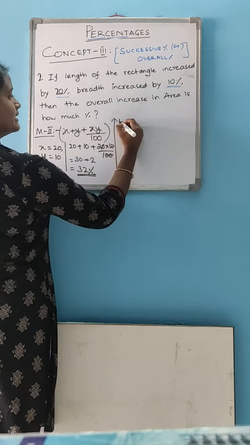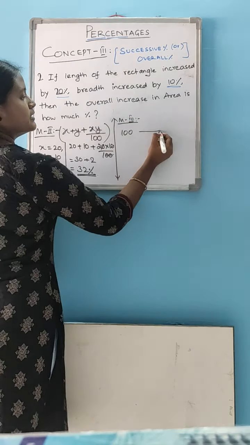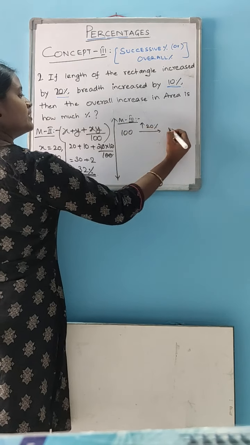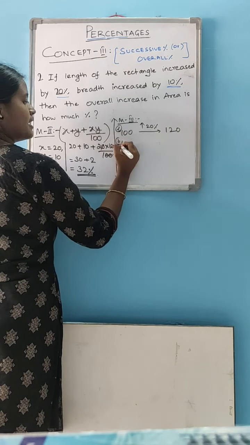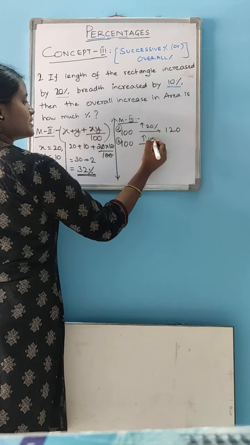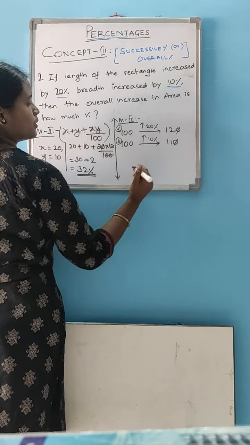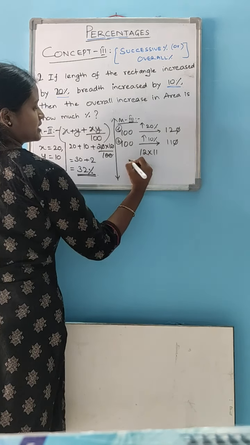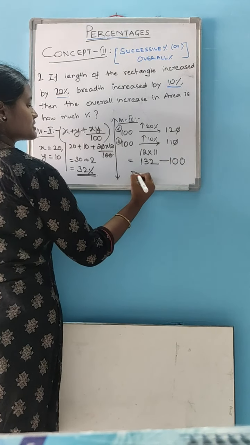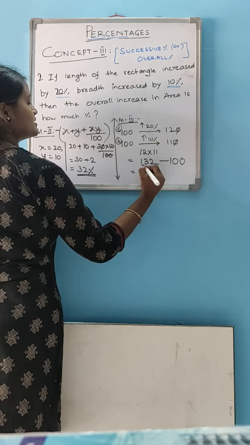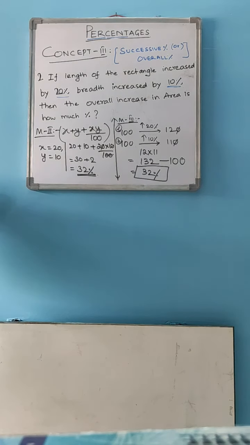We will see method 3 here. Initial length is 100. If it is increased by 20%, it will be 120, and initial breadth is 100. If breadth is increased by 10%, it is 110. If you cancel a 10 out of both, then it is 12 into 11, that is 132. You have to subtract 100 out of this, that means 32. That means the overall change in the area is 32%. You can follow either of these two methods to solve this problem.